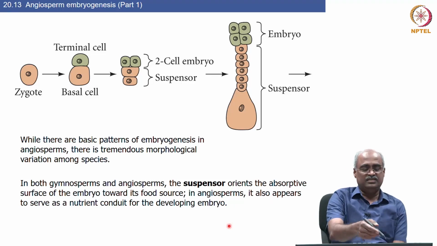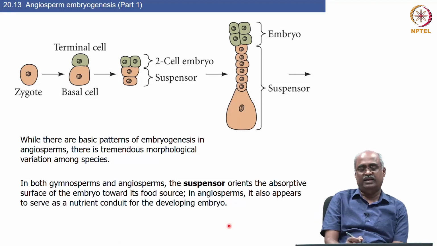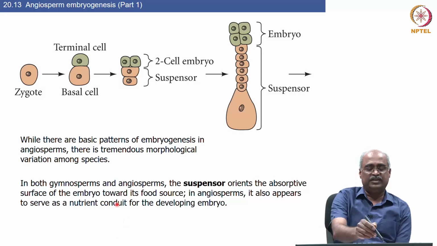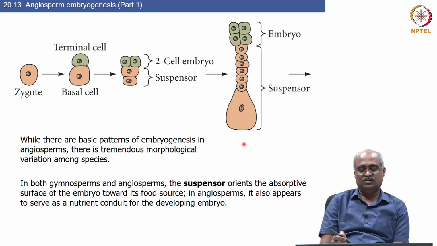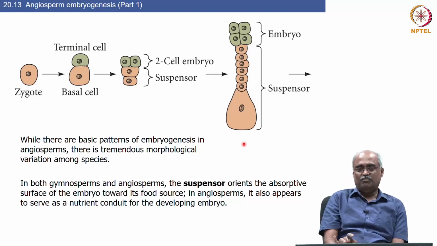So the initial cell division is asymmetric, generating two cells. The small cell is called the terminal cell. This is the one from which all of the embryo is going to form. The other cell, called the basal cell, is not going to contribute to the embryo at all. So this is going to divide and form a temporary, transient structure called the suspensor. Okay. So this is the basic pattern.